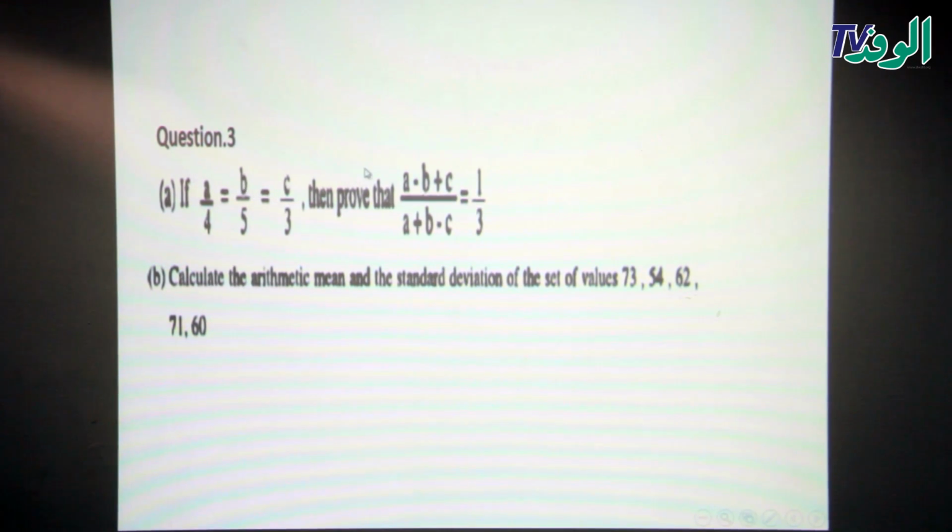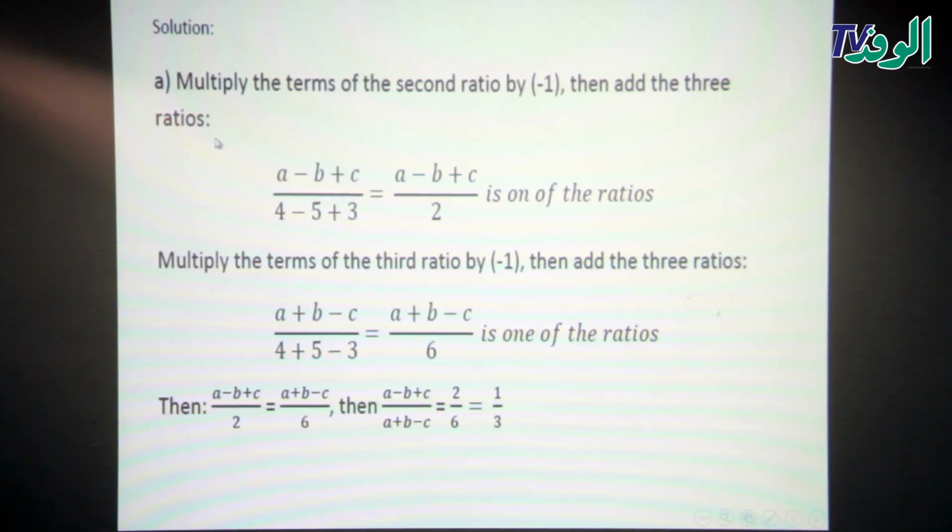But the second solution is nicer. If we notice that b is made negative, we multiply the second ratio by negative 1, then add the three ratios. Multiply the terms of the second ratio by negative 1, then add the three ratios. We get a minus b plus c over 4 minus 5 plus 3, which in its simplest form is one of the ratios.